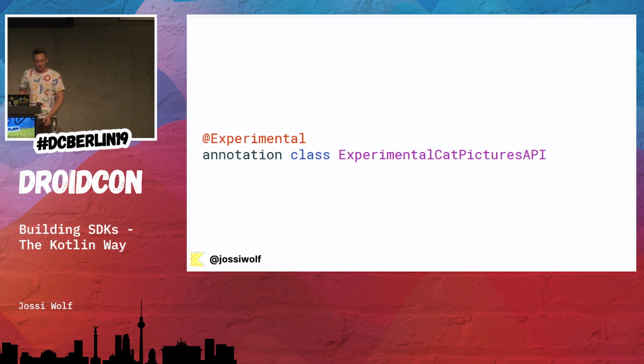Using the Experimental annotation means that you will define an annotation class. So say you have this API which delivers cat pictures. And because you're a good developer, you know it might change. So you say, all right, everything which is experimental in that API, we will mark with @ExperimentalCatPicturesAPI. So there's a good reason for why we annotate an annotation. This allows scoping, which is very useful when you have multiple experimental features which you want to pull up to stable version by version and not in parallel.